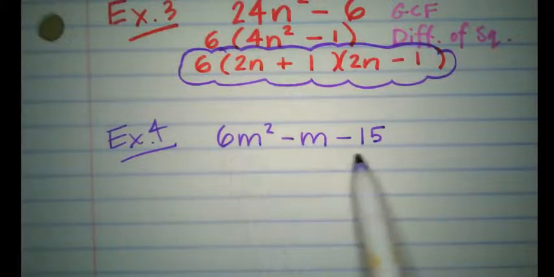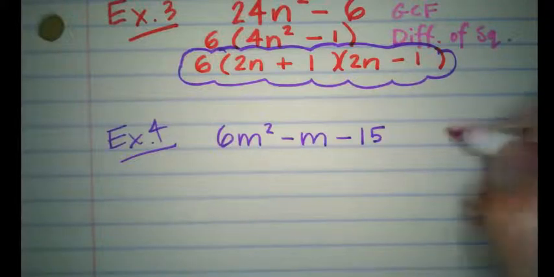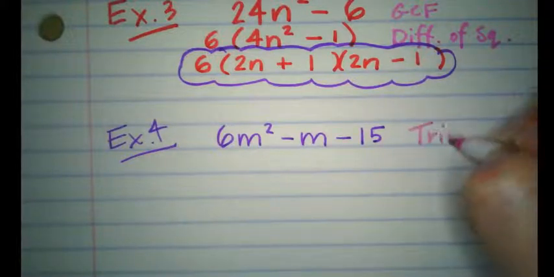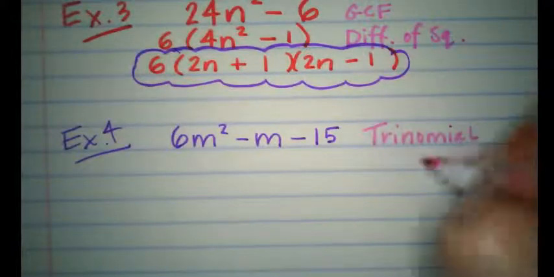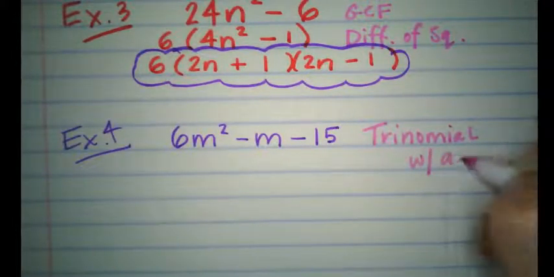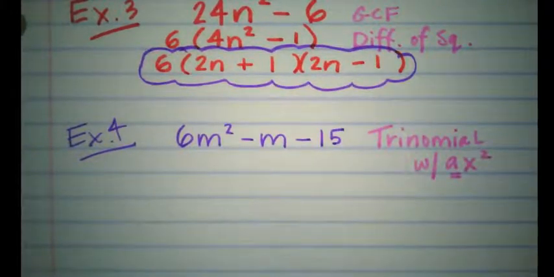But we do have 3 terms, so it is a trinomial, and it's a trinomial with a leading coefficient. So this one is a trinomial with an ax squared. So there is a number in front of our first term. So the way we do this problem is to use the x, the big X.